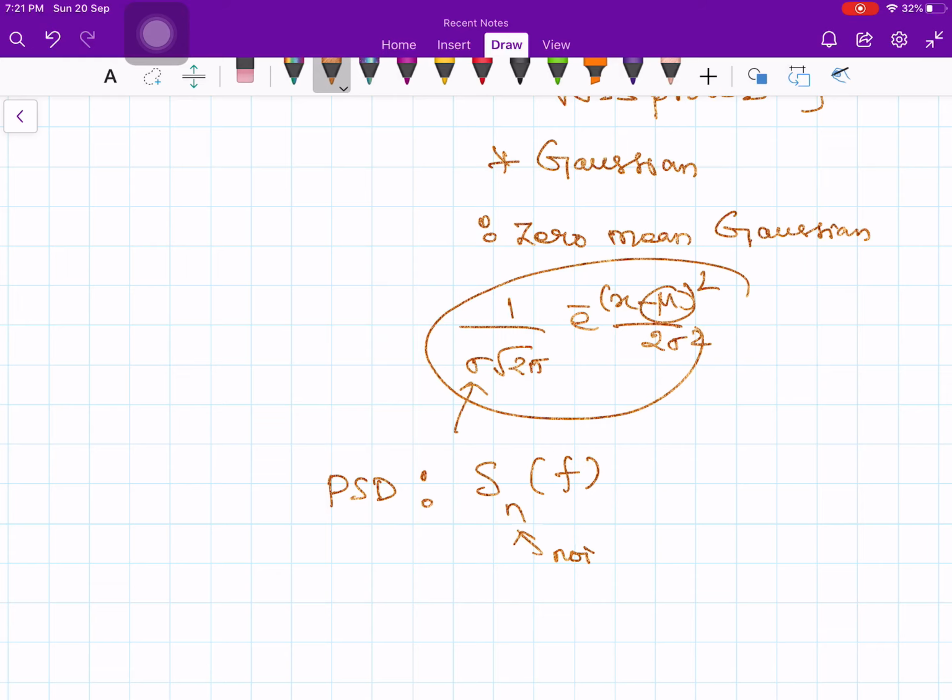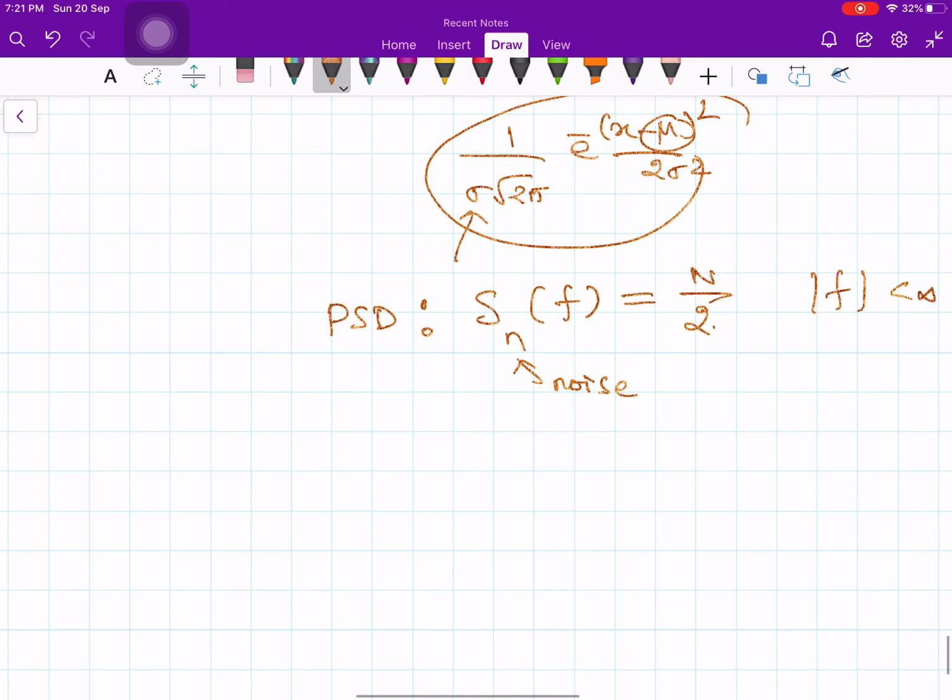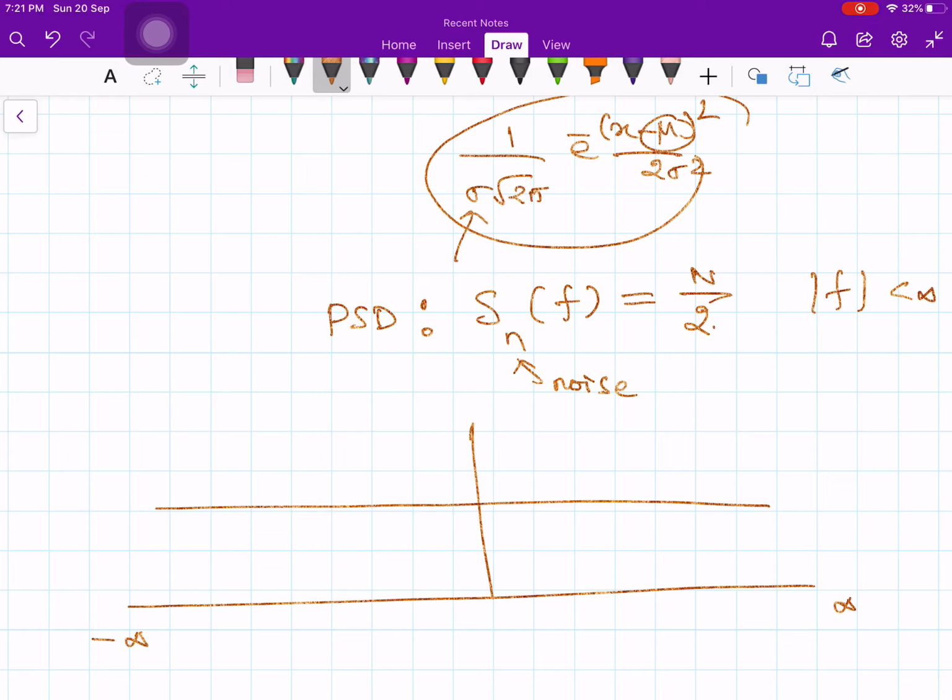The subscript n indicates noise. Therefore let us say the power spectral density function is denoted by S suffix n of f. This S suffix n of f is equal to N naught by 2, where the frequency mod of f is less than infinity. That means you have the constant power spectral density right from minus infinity to plus infinity. Its magnitude is constant. The noise has equal contribution for all the frequencies. That contribution is N naught by 2.